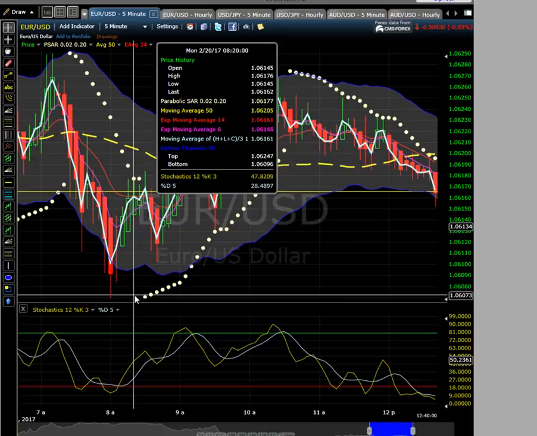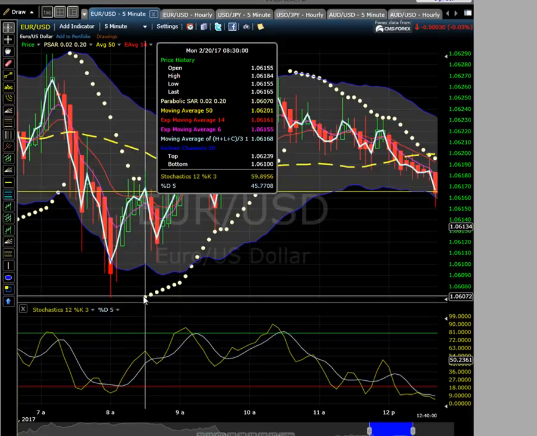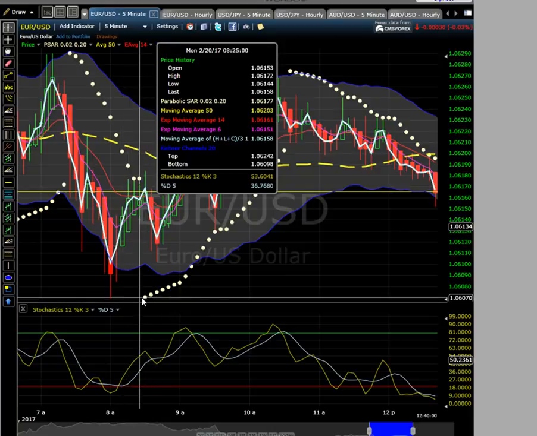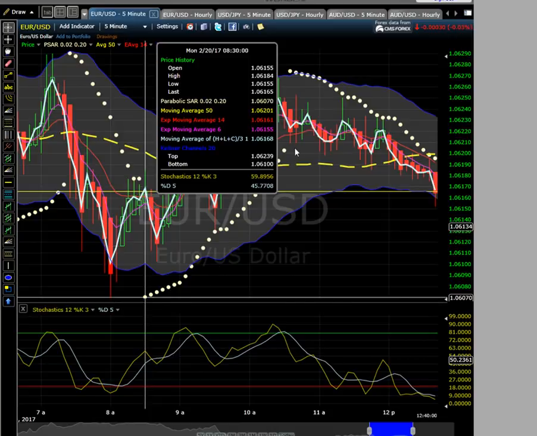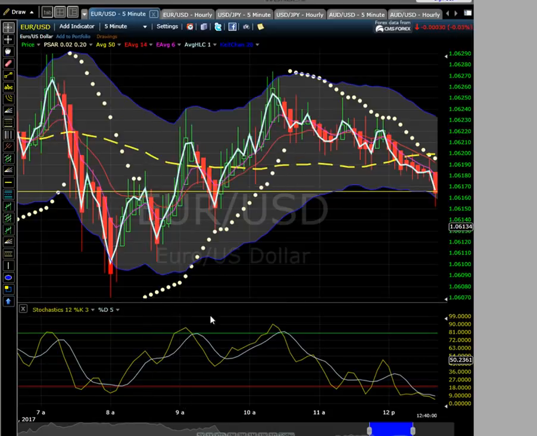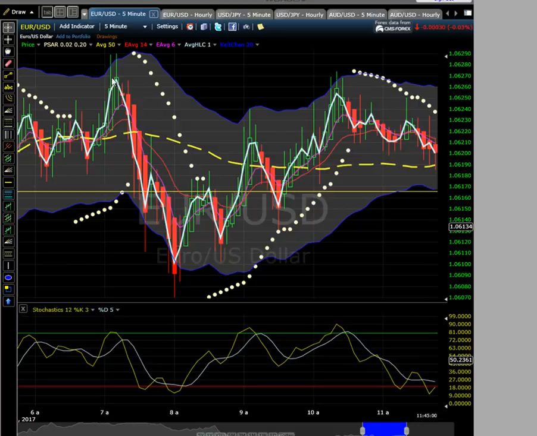A parabolic SAR pops up a couple candles later, probably about 20-25 minutes later. After it leaks out, then it retraces back, and bam, you have another trend right here that starts. And we could go down here as well. You see it leaks out right here, and bam, another trend starts right there as well.